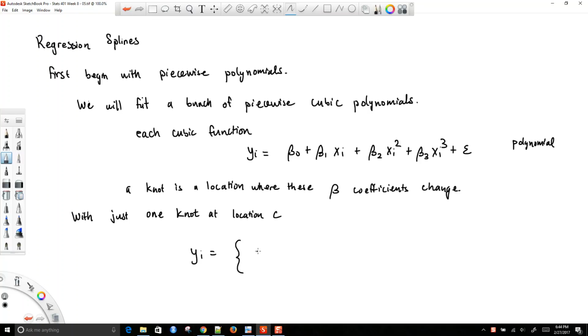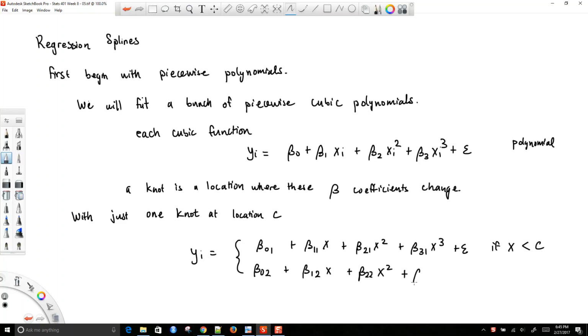We're going to have two equations: beta 0 1 plus beta 1 1 x plus beta 2 1 x squared plus beta 3 1 x cubed plus epsilon, and this is for if x is less than c. Okay, and then we have beta 0 2 plus beta 1 2 x plus beta 2 2 x squared plus beta 3 2 x cubed plus epsilon if x is greater than c.